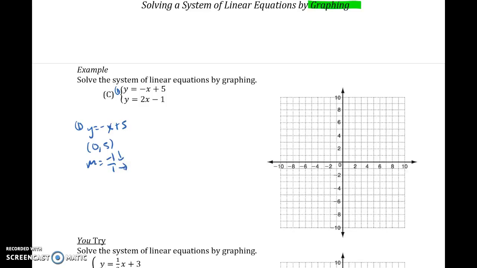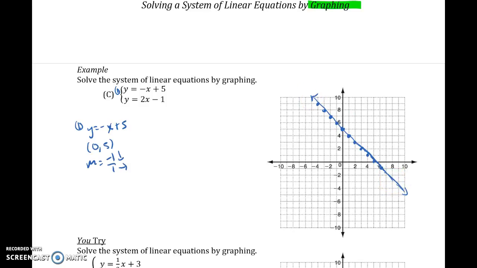I'm going to do this in blue. So starting at positive 5, down 1, right 1, down 1, right 1. I can also go backwards and go up 1, left 1. And because I don't know where this point of intersection is going to be, I'm going to make my line span most of the graph. That way I can hopefully hit one of those will be the intersection points.